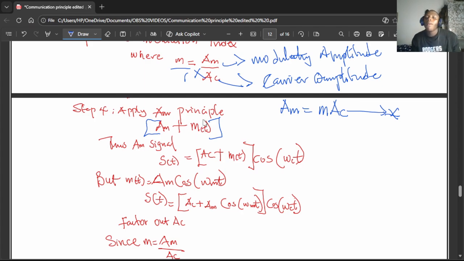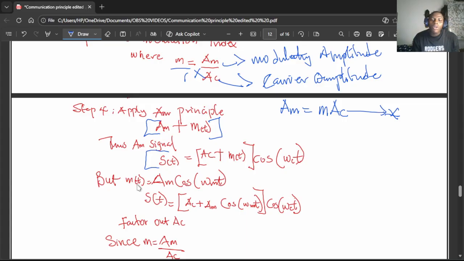Now, since we have an amplitude modulating signal here, what is your amplitude modulating signal? It is given by the expression s of t is equal to Ac plus m of t cos wc of t, where Ac stands for your carrier amplitude, m of t stands for your modulation signal, while wc stands for your carrier angular frequency.